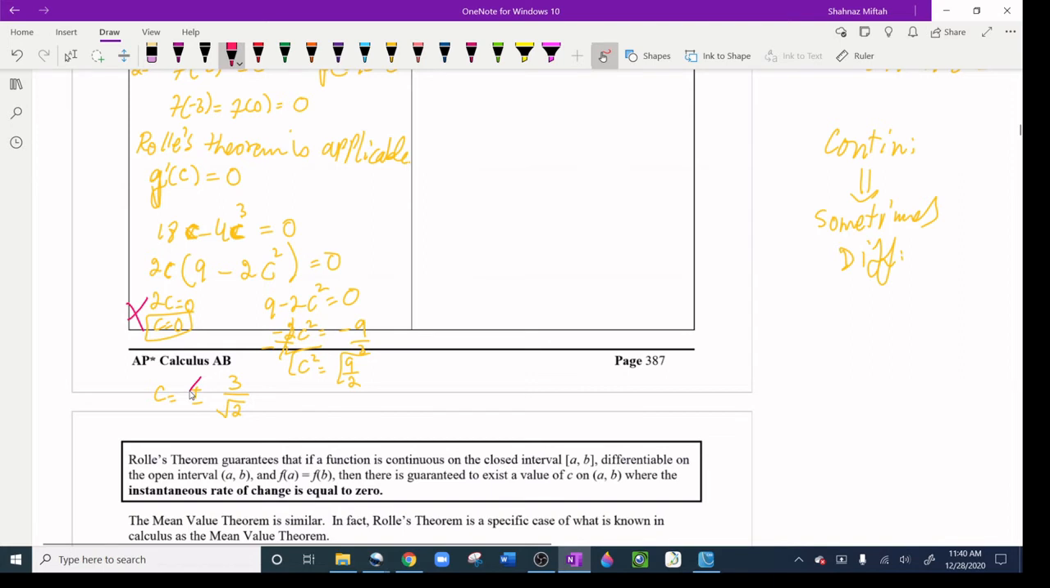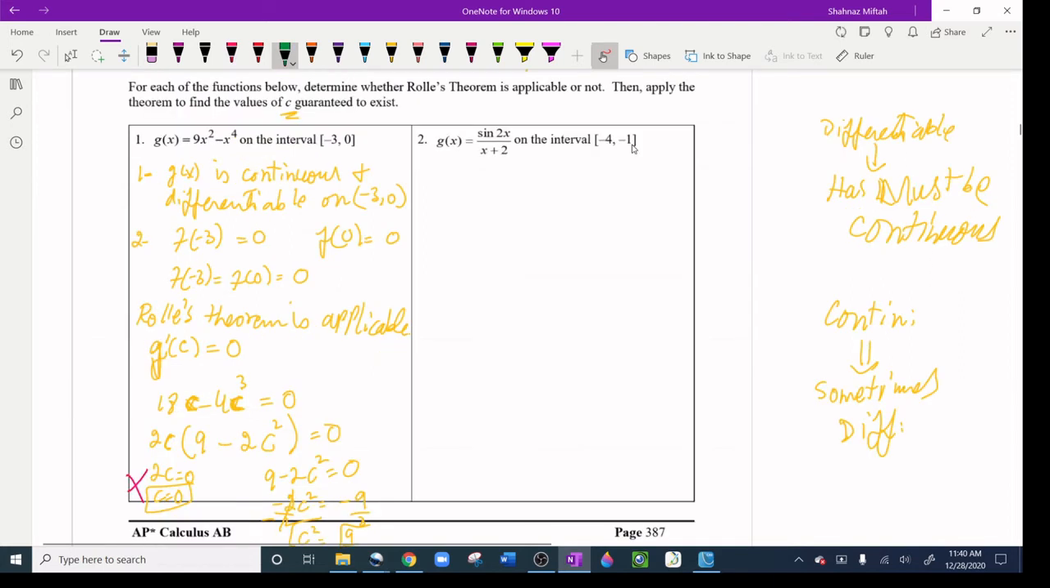Sine 2x over x plus 2 on the interval. First, we have to figure out if it is continuous on -4, -1. If you are confused about -4 and -1, you can just draw a number line. -1, so it's between here. I know that for differentiability and continuity, I can see it's differentiable, but let's figure out the continuity first.